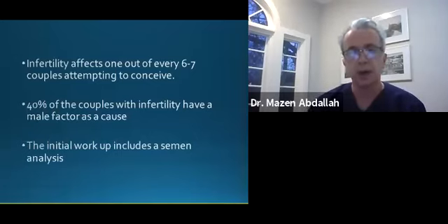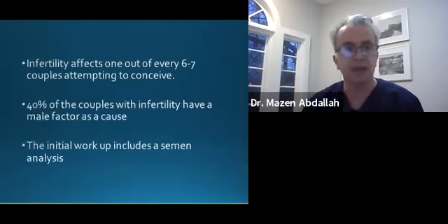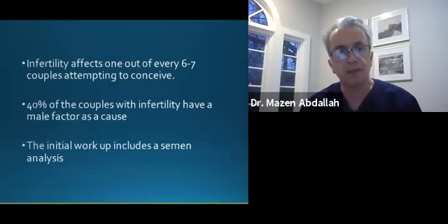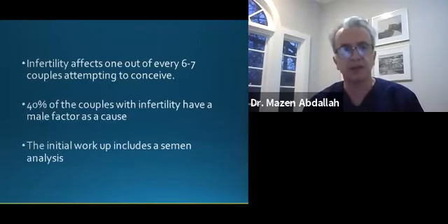When we do the workup to see why a couple is not conceiving, around 40% or so of the time, we may find a main factor. Sometimes it's the only factor, sometimes it's a combined male and female factor, and sometimes we don't find any reason, which is called unexplained. Today, we're going to focus on the male factor as a cause of infertility.